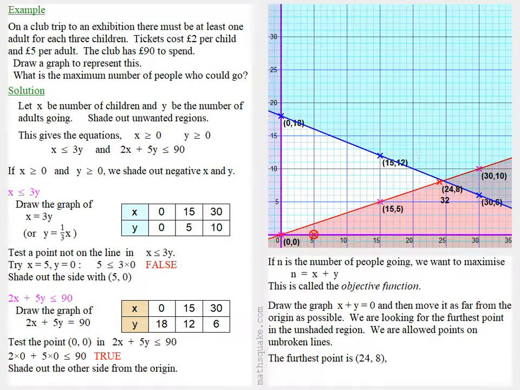Now the furthest point is (24, 8). That means 24 children and 8 adults. So the maximum number of people who can go is 32.